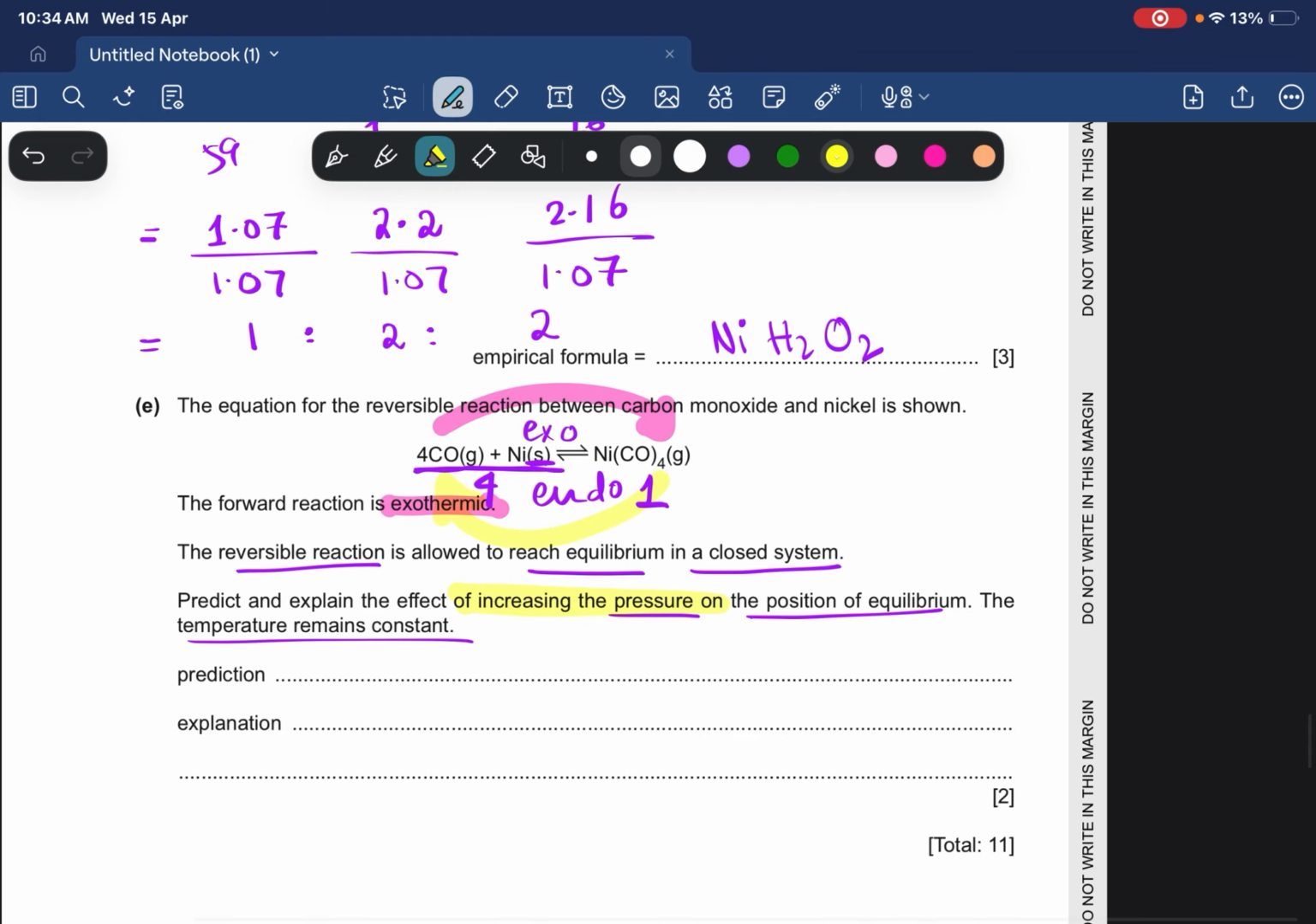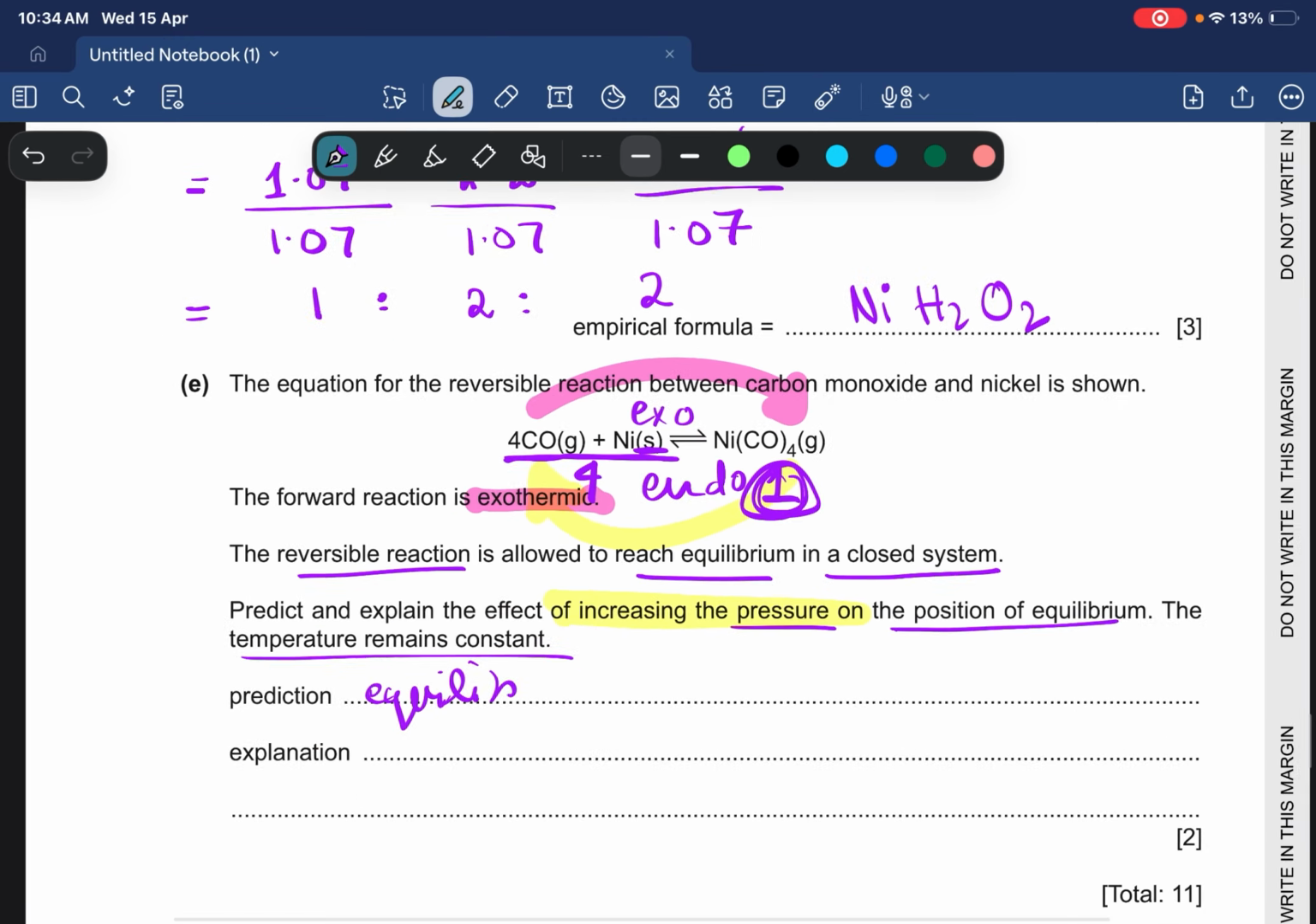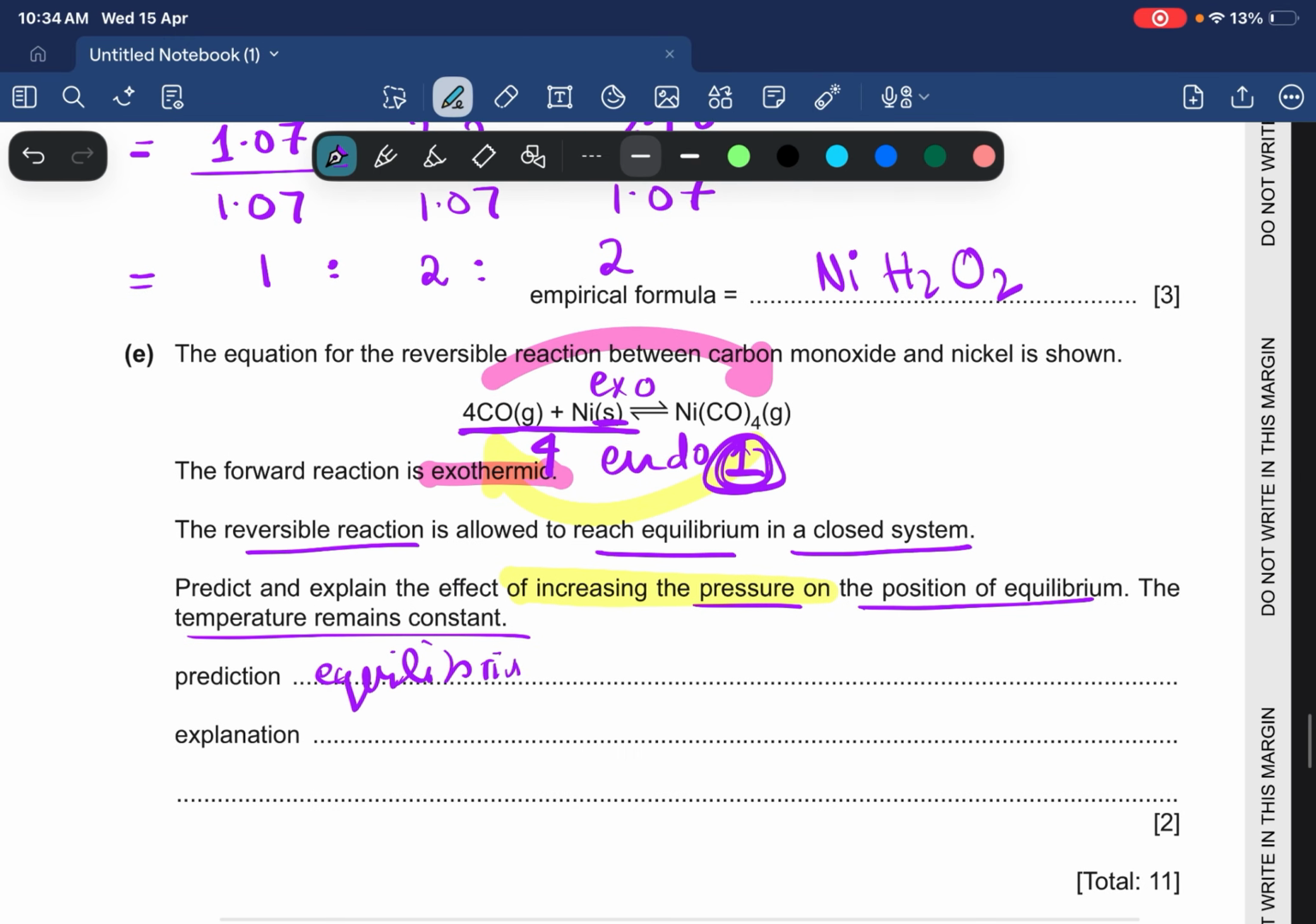When you increase the pressure, the equilibrium moves towards the side that has less moles or more moles? Less moles. So it's going to move forward because forward has 1 mole. So we write prediction: equilibrium shifts forward. And why? What's the reason for equilibrium shifting forward?